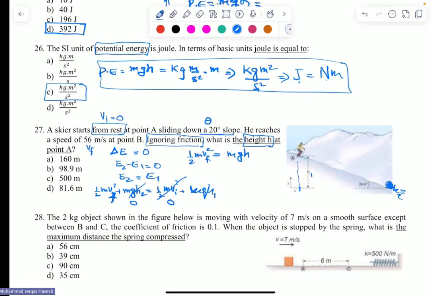m g h. So m and m will be cancelled out. So your h is vf squared divided by 2g. So vf is this, g you know is 9.81. And when we substitute the values, we will get 160 meters of height.